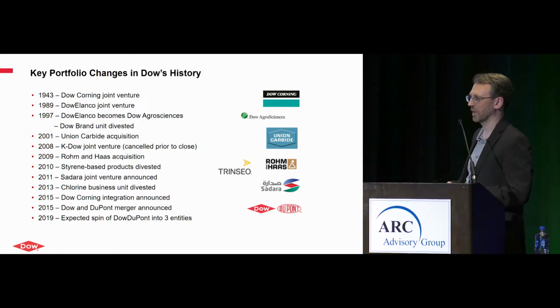And so there was always a lot of portfolio shuffling going on, depending on who the CEO was and what their strategy was for that point in time. But we got more focused, I would say, since 2001, and the strategies have been more consistent. And so in 2001, the Union Carbide acquisition was the first really big acquisition I was involved in. And then we followed that up with a Rohm and Haas acquisition.